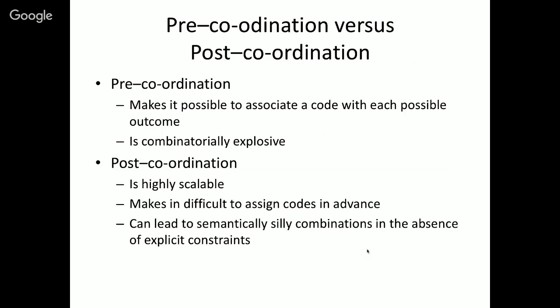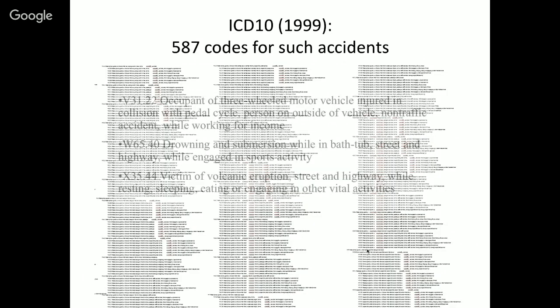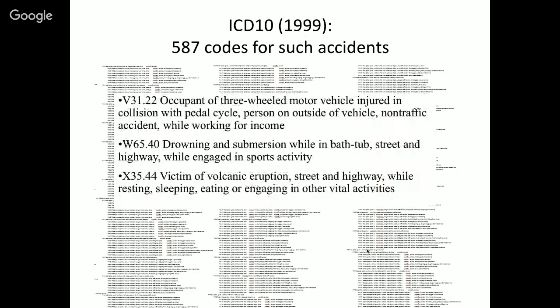You have to basically at runtime figure out how to put things together, but it is something that causes pause among the statisticians because of the possibility of multiple codes falling into different lineages, and also because you can actually put pieces together that give you some highly silly relationships. So obviously our goal is to avoid having terms like, oh, victim of volcanic eruption, street and highway while resting, sleeping, eating, or engaging in other vital activities.